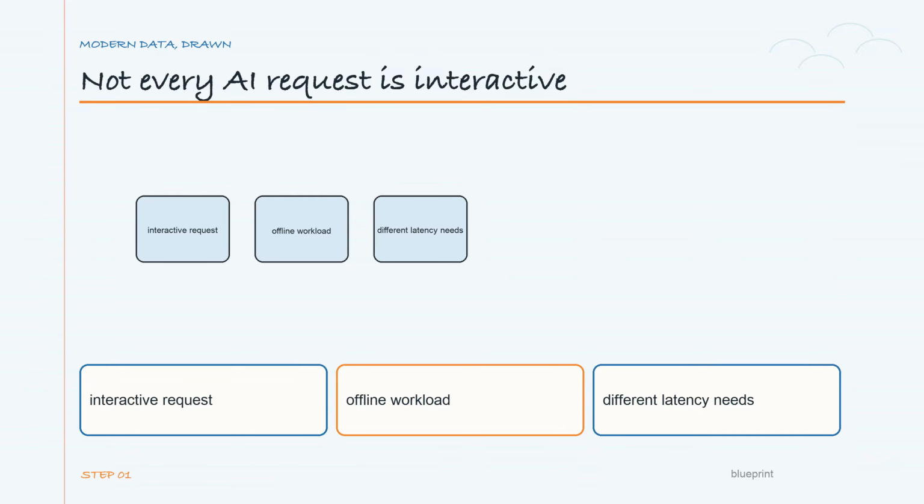Read the drawing from one idea to the next. Interactive request, then offline workload, then different latency needs.